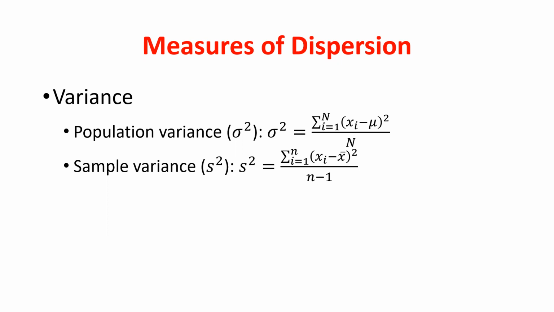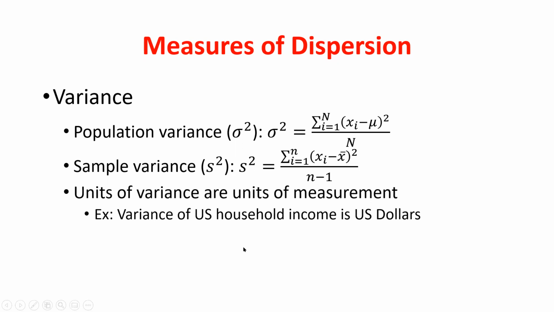Okay, so when we calculate these variances, whatever the unit of the variable x was, that's going to be the unit of our variance. So if we're looking at an income variable, the variance is going to be in dollars.